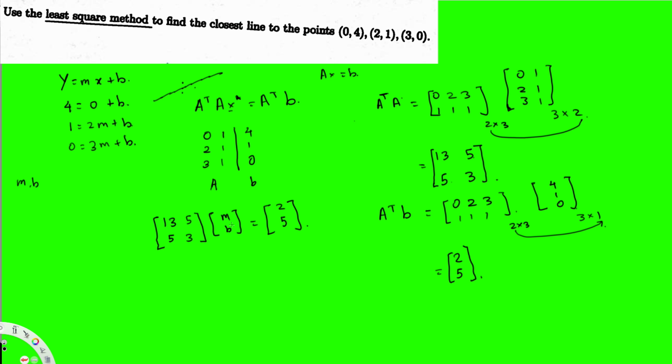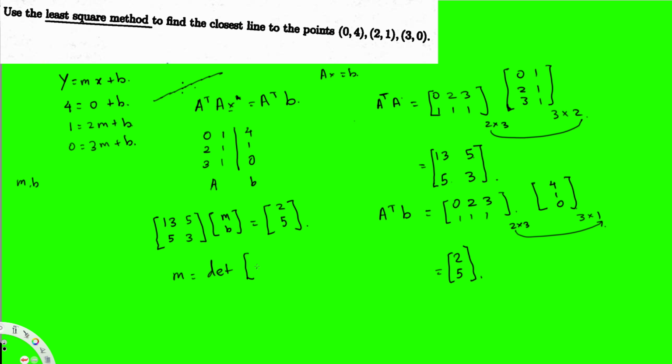And now I can calculate m using Cramer's rule or whatever method you want. You can use Gauss-Jordan, it doesn't matter what rule you use. I use Cramer's rule. So I'm calculating m. To calculate m, what I have to do is swap this one with the first column. That's going to give us m.